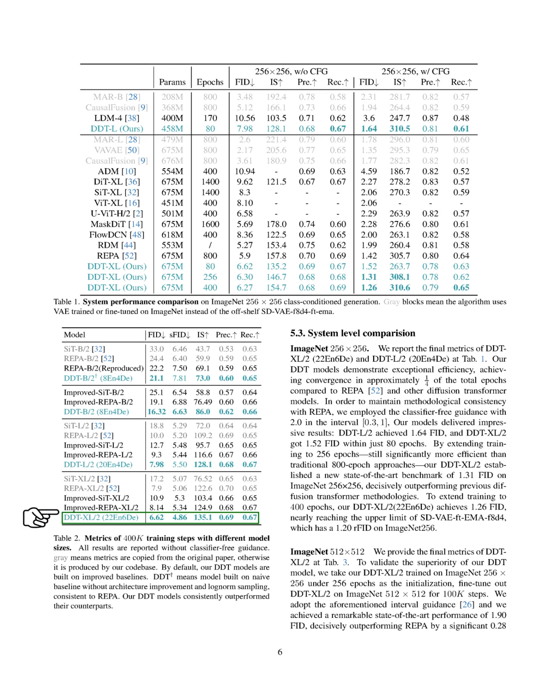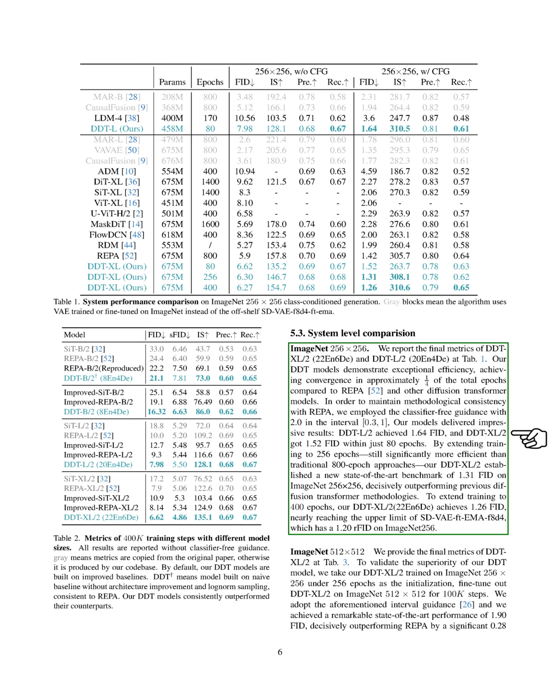Regarding ImageNet, we report the final metrics for DDT-XL2 and DDT-L2 in our results table. Our DDT models are highly efficient, reaching convergence in about a quarter of the epochs compared to REPA and other diffusion transformer models. To align with REPA's methodology, we used classifier-free guidance with a value of 2.0 within the range of 0.3 to 1. Our models performed impressively, with DDT-L2 achieving 1.64 FID and DDT-XL2 reaching 1.52 FID in just 80 epochs.